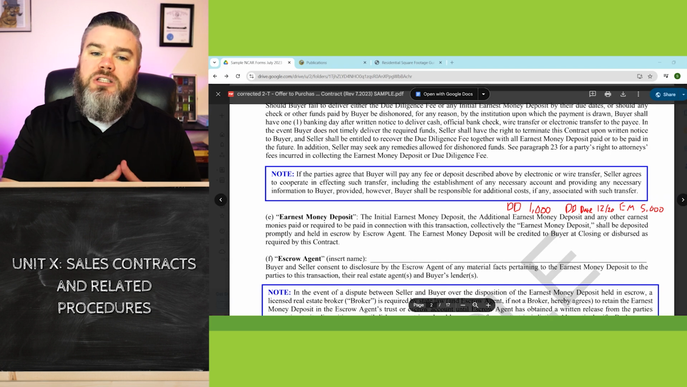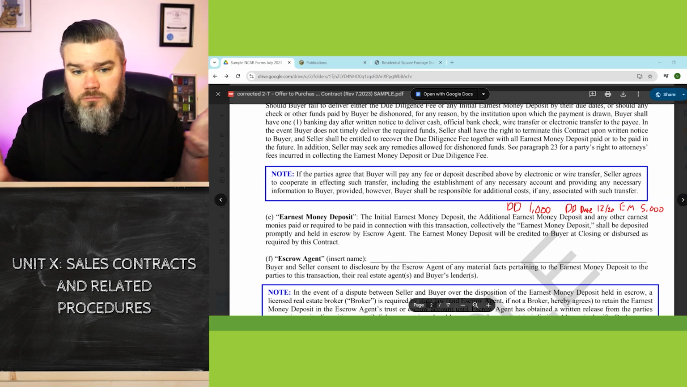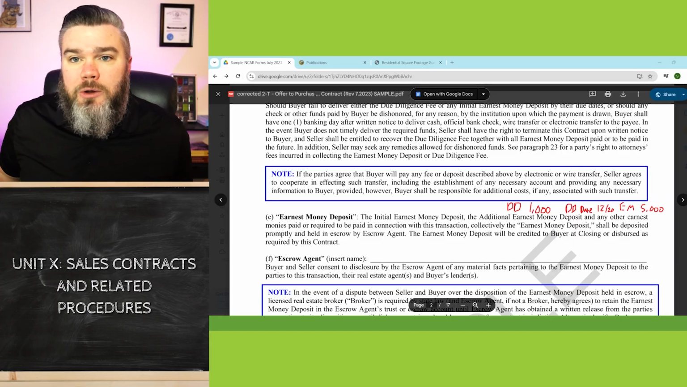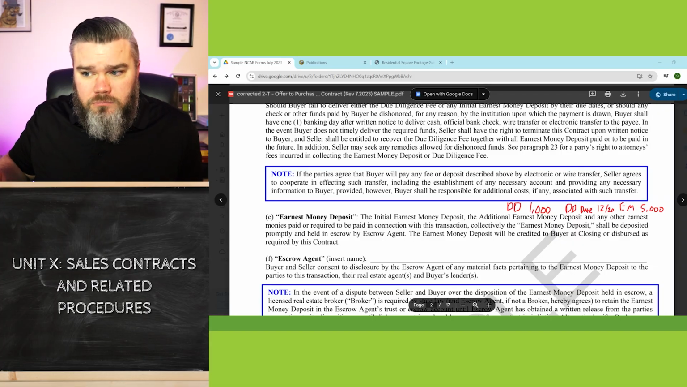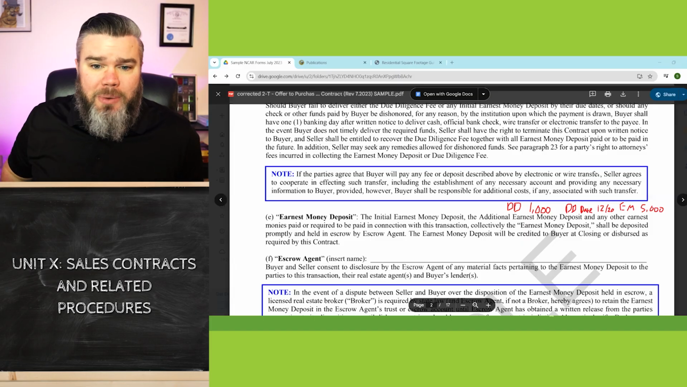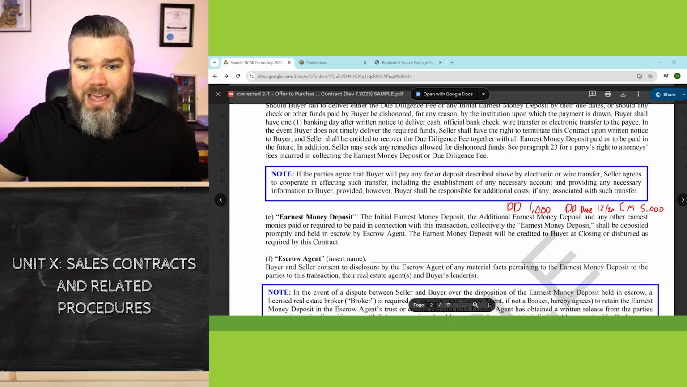And so the due diligence fee is paid to the seller for you having the right to terminate for any reason or no reason. But they only get to keep that money if you don't buy the house. If you buy the house, they've got to give it back to you. You get a credit at closing from the seller. Right? We take it back from them.